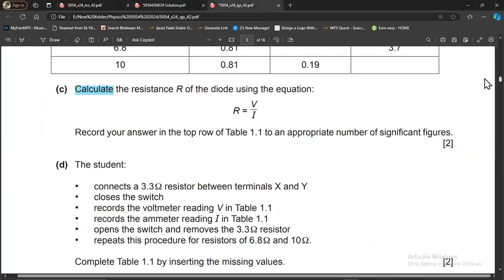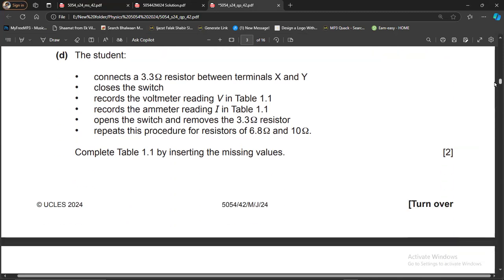The student connects a 3.3 ohm resistor between the terminal X and Y, closes the switch, records the voltmeter reading V in the table 1.1, records the ammeter reading I in the table 1.1, opens the switch and removes the 3.3 ohm resistor. Repeat this procedure for resistors of 6.8 ohm and 10 ohm. Completing the table 1.1, complete the table 1.1 by inserting the missing values.